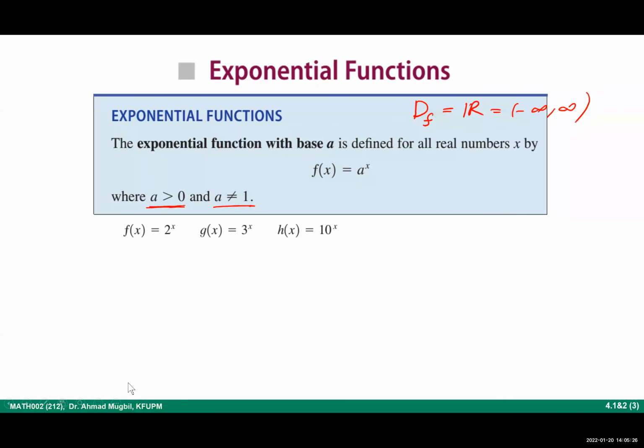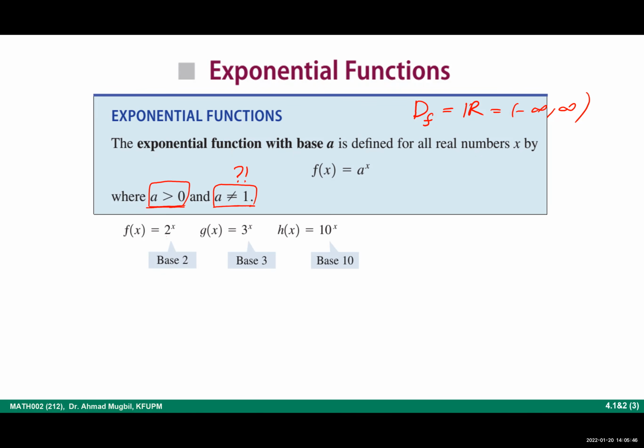Look at these examples. 2 to the power x. What is the base? 2. 3 to the power x. The base is 3. 10 to the power x, the base is 10. No one asked about this. Why are you not wondering why a cannot be 1, why it cannot be 0, why it cannot be negative? Let's start with the first one. Why can it not be 1?